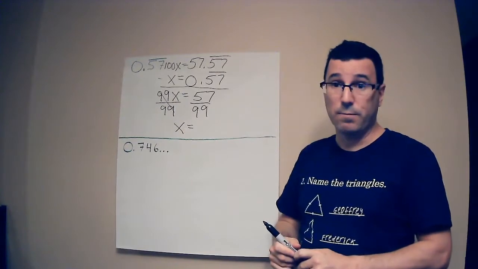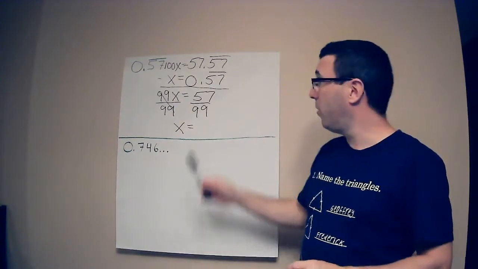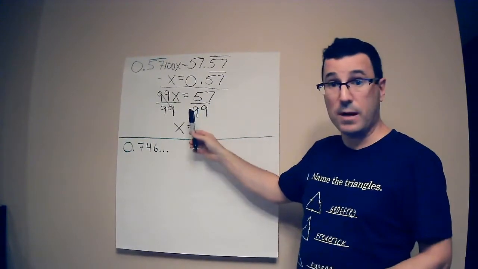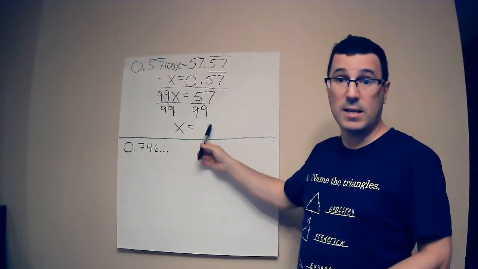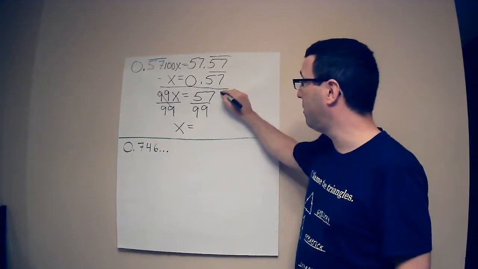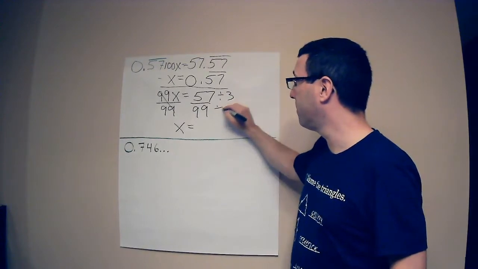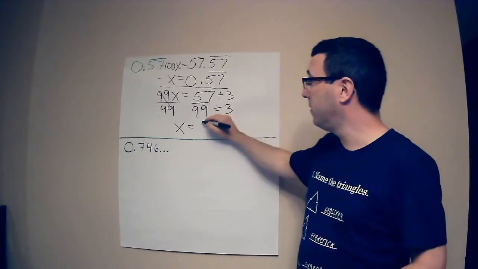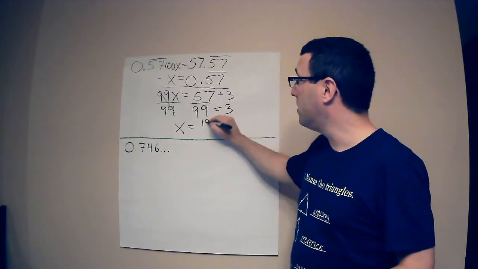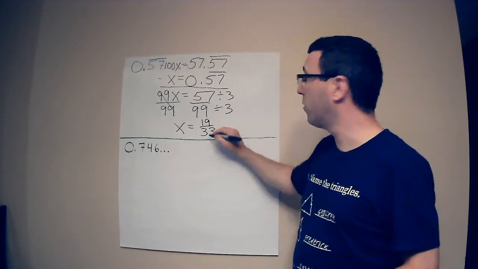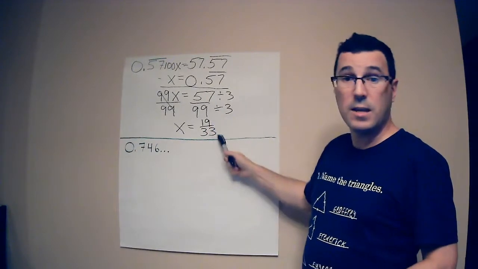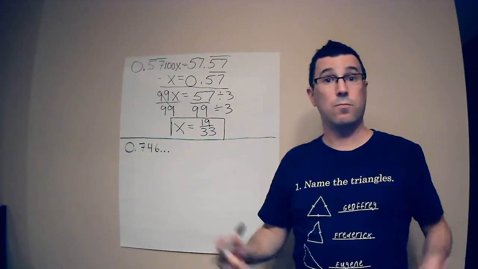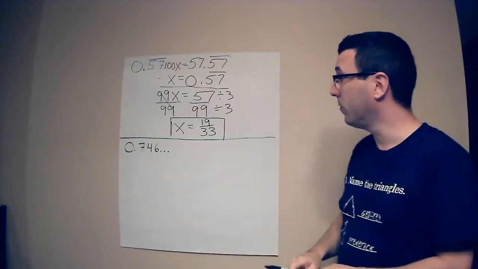Well, they're not even. A little trick is to add these two together. 5 plus 7 is 12. That can be divided by 3. 9 plus 9 is 18. That can be divided by 3. So I'm going to divide both the top and the bottom by 3. When I do that, I get, I gotta double check my thing, 19 over 33. 19 and 33 have nothing in common. So, there's our answer. Okay?